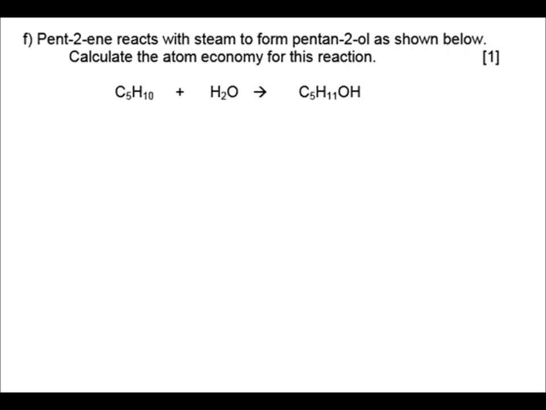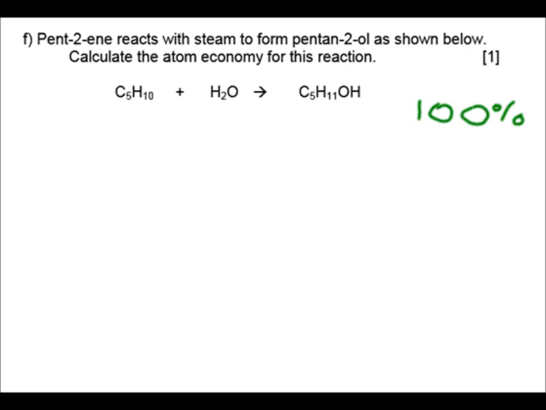Last part of question 3 asks you to calculate an atom economy. Atom economy tells you how much of the products formed is actually the product that we want. So you can see from this reaction, we've only got 1 product, which means that there's no unwanted byproducts or any waste products at all. So the atom economy will simply be 100% because all of the products formed is the desired product that we want.